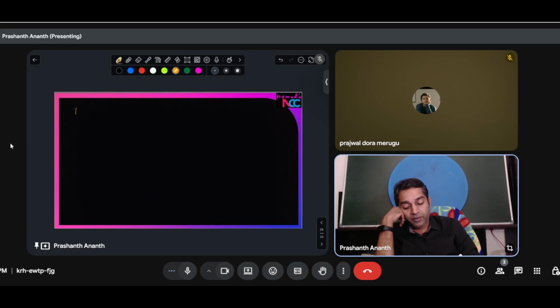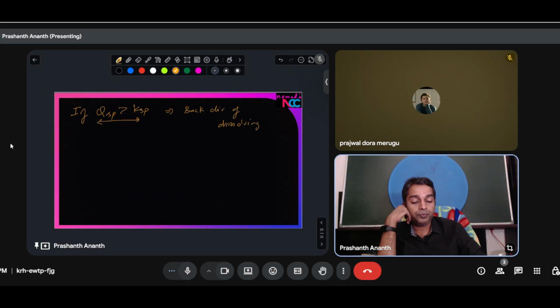Lastly, if we end up having QSP working out as greater than KSP, what does that mean? Implies backward direction of dissolving happens. What does this basically mean? This means precipitation of salt happens.